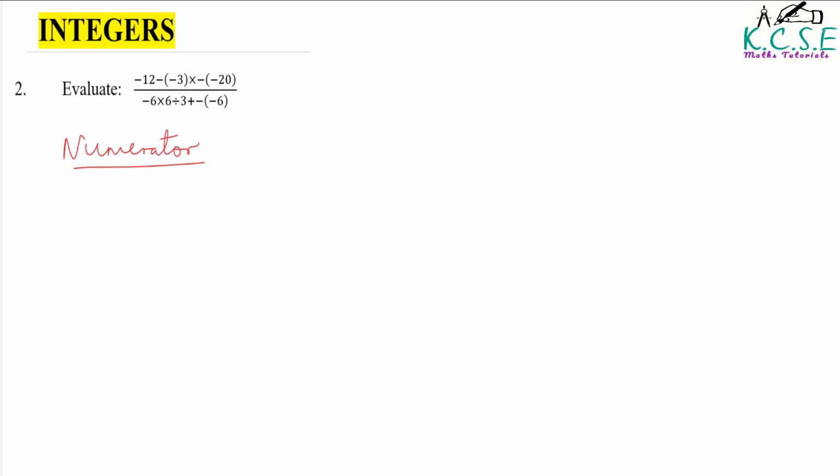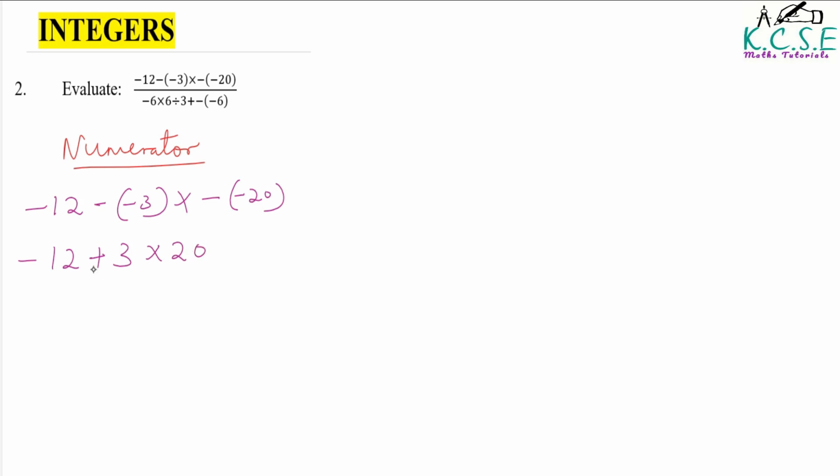So in the numerator, you have negative 12, subtract negative 3, multiply by negative 20, subtract. That is what you have in the numerator. So we begin by removing the bracket. So you have negative 12. Negative times negative gives positive, that is positive 3. Multiply by negative times negative, this will be positive 20, which is the same as 20.